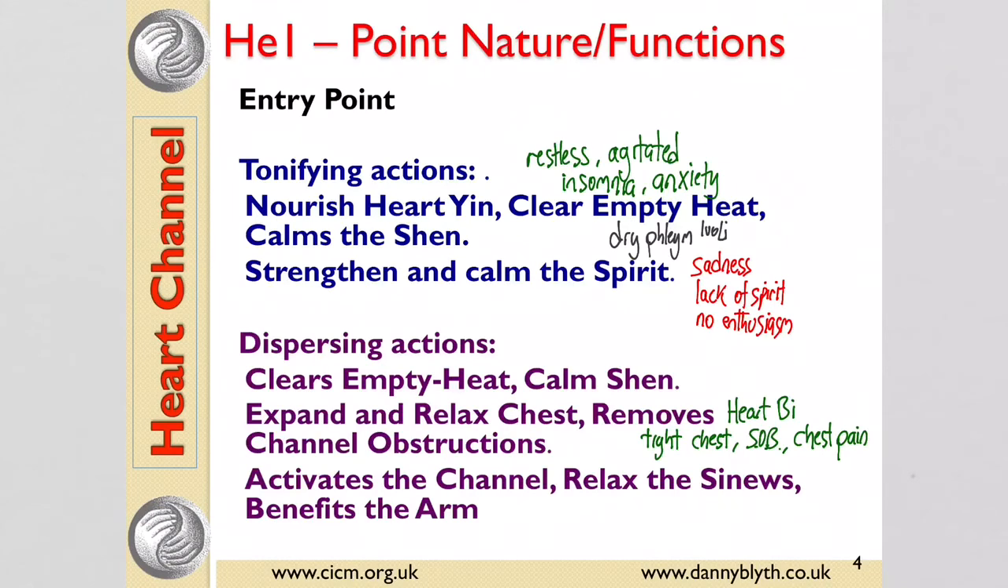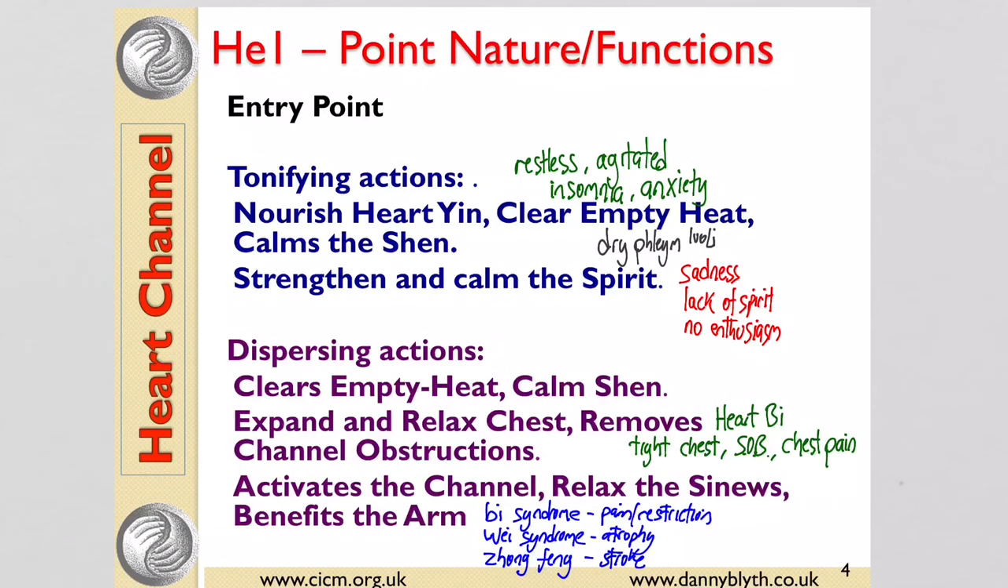It also activates the channel for the same reasons and benefits the arm, relaxes the sinew. So as an entry point, it can be used for paralysis of the arm, shoulder pain, local pain, inability to raise the shoulder, bi syndrome, wei syndrome, atrophy, and for wind stroke, zhongfeng, so being struck by wind when it affects the arm. And you can tonify or reduce it depending on the nature of the problem. So a useful point on a spirit or a physical level.